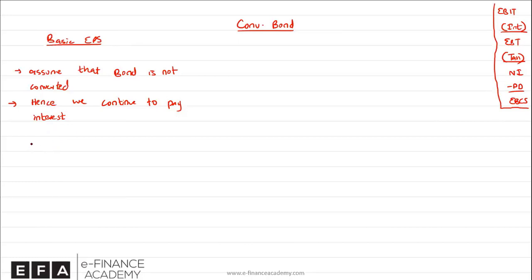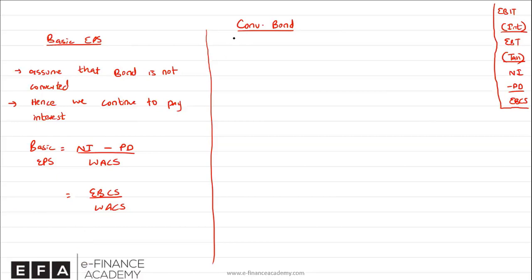So here's what we will do for basic EPS. Since it's not converted and we continue to pay interest, if we are given net income, that means interest has already been deducted. So that's fine because we'll continue to pay. Minus, we'll subtract any preferred dividends, divided by weighted average common shares. If we are given EBCS, we would simply divide this by weighted average common shares.